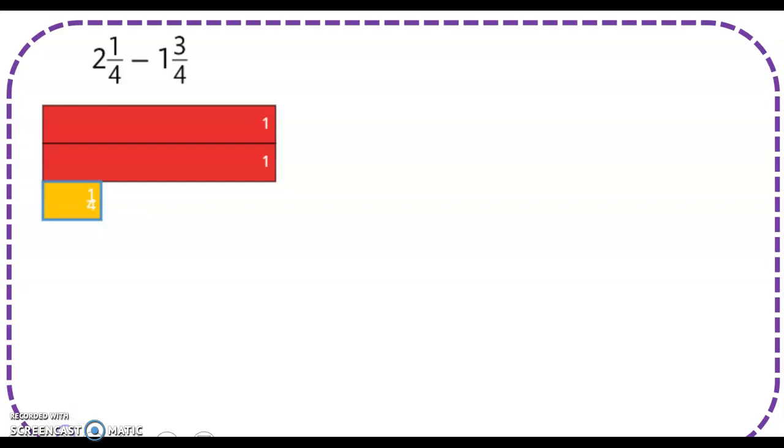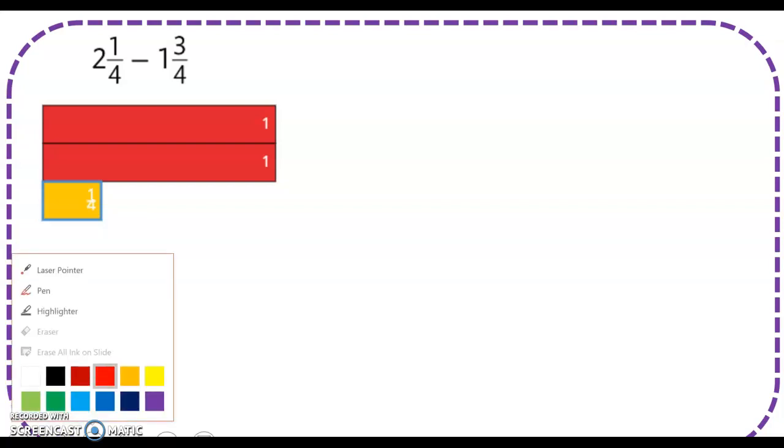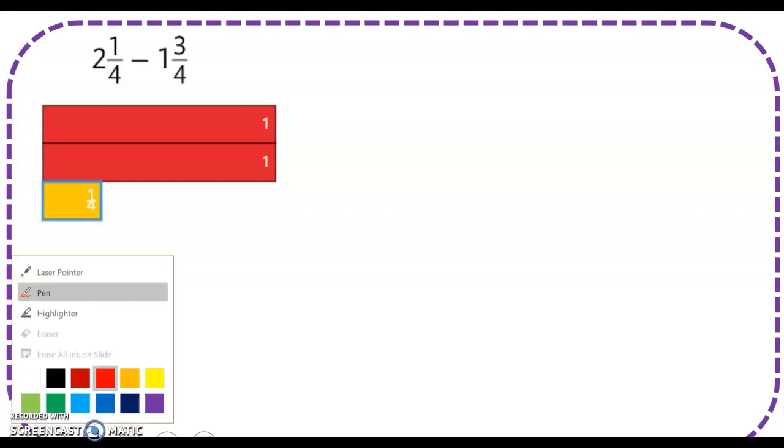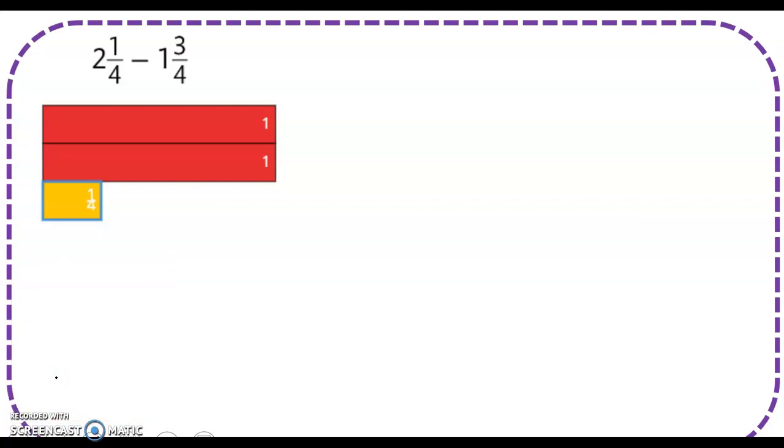Now this time we're subtracting. Here we have 2 wholes and 1/4, and we're going to take away 1 3/4. Let me show you how to do that. This is my whole, so I have to take 1 away and 3/4. So I'm going to take this away. That's the 1. But now I have to take away 3/4, but I only have 1/4 here. So take a look at what I'm going to do.